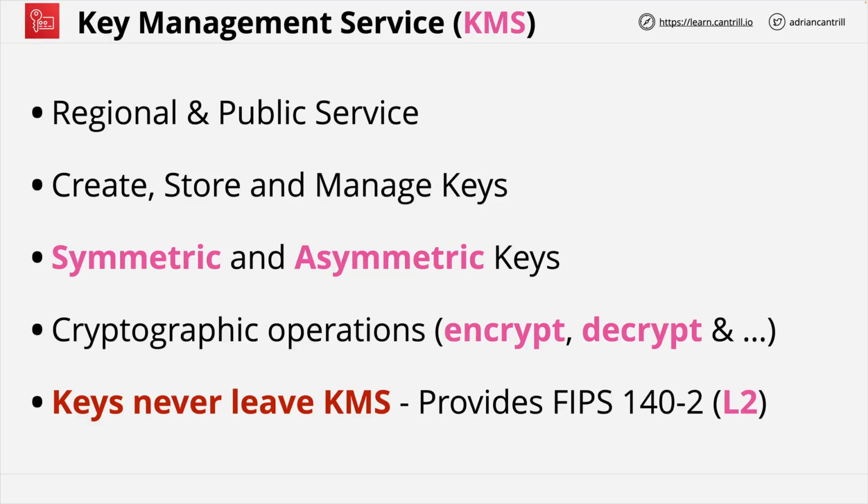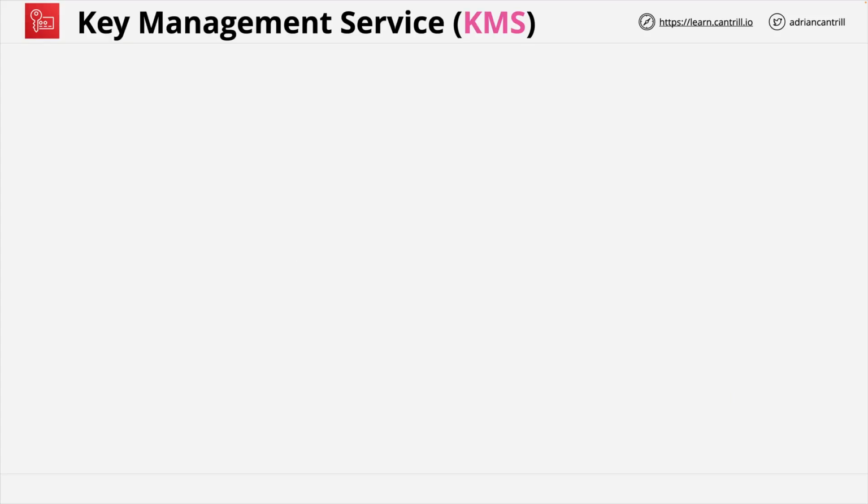Now, the main type of key that KMS manages are known, logically enough, as KMS keys. You might see these referred to as CMKs or Customer Master Keys, but that naming scheme has been superseded, so they're now called KMS keys. These KMS keys are used by KMS within cryptographic operations. You can use them, applications can use them, and other AWS services can use them.